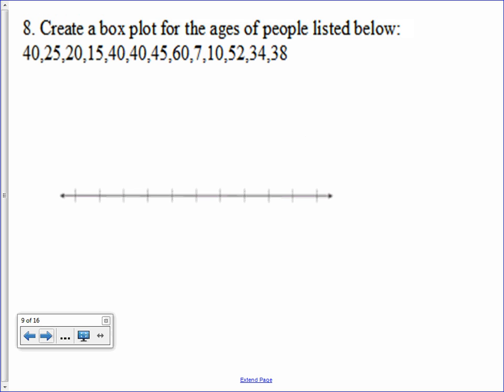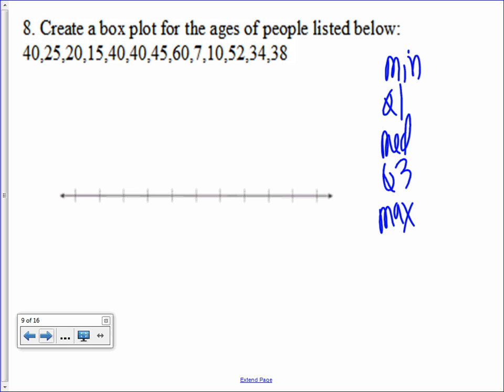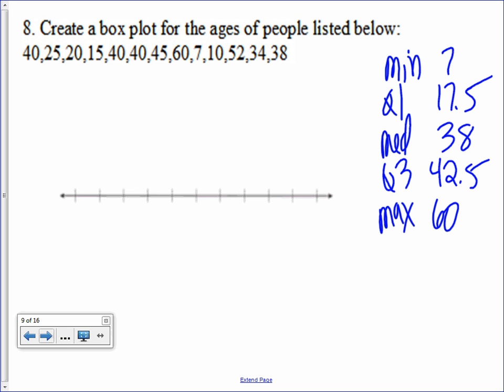Box plot. Well, use your calculator. We just went through the process before to find the mean, the median, all that, so I'm not going to pull the calculator up again. But you need your min, your Q1, your median, your Q3, and your max. The calculator tells me that my min is 7, my Q1 is 17.5, my median is 38, my Q3 is 42.5, and my max is 60. Again, I got these from the calculator.